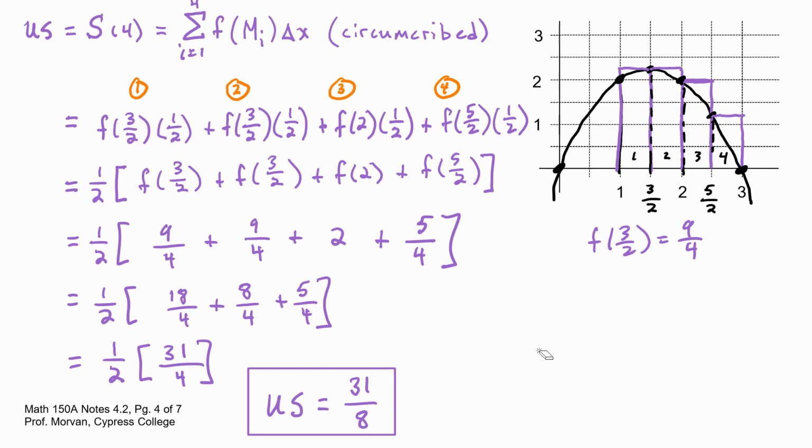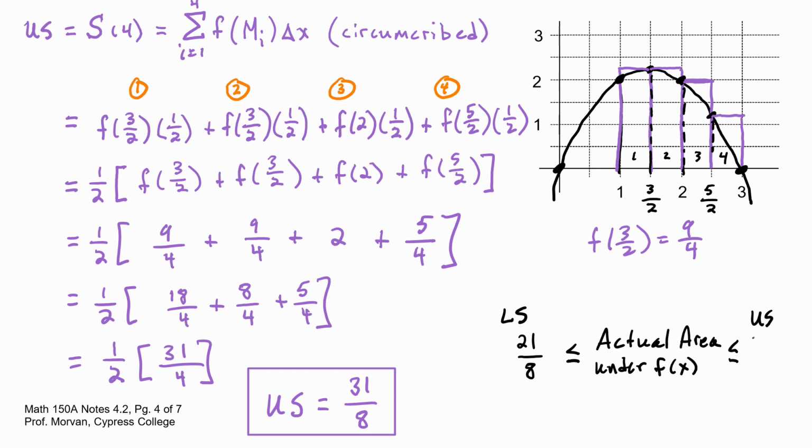Remember the lower sum, which we said was 21/8, is going to be less than or equal to the actual area under f of x, which will be less than or equal to the upper sum, which we just found was 31/8. Later on in this section, we're going to learn how to find the actual area under this curve.